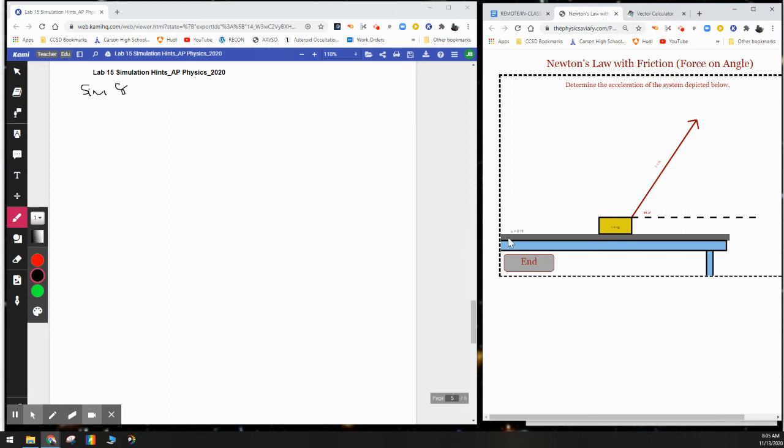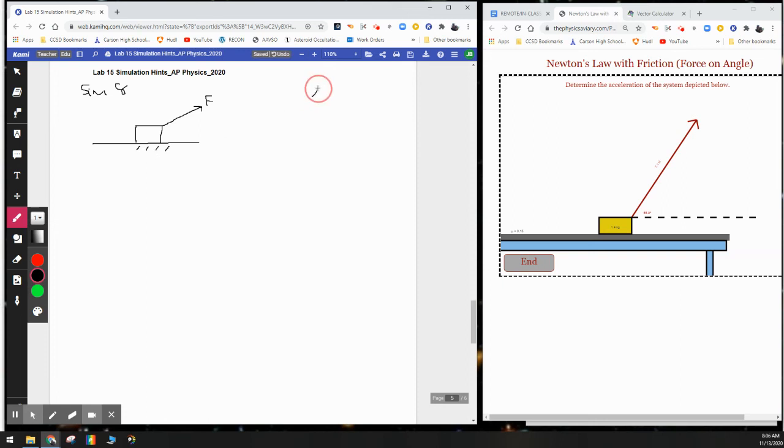All right, so let's take a quick look and draw this out and see what we've got going on. Here we have a block. It could be a suitcase. There is friction involved, and we're going to be pulling it at some angle. So we'll call this force F, applied at some angle, and we do have friction involved.